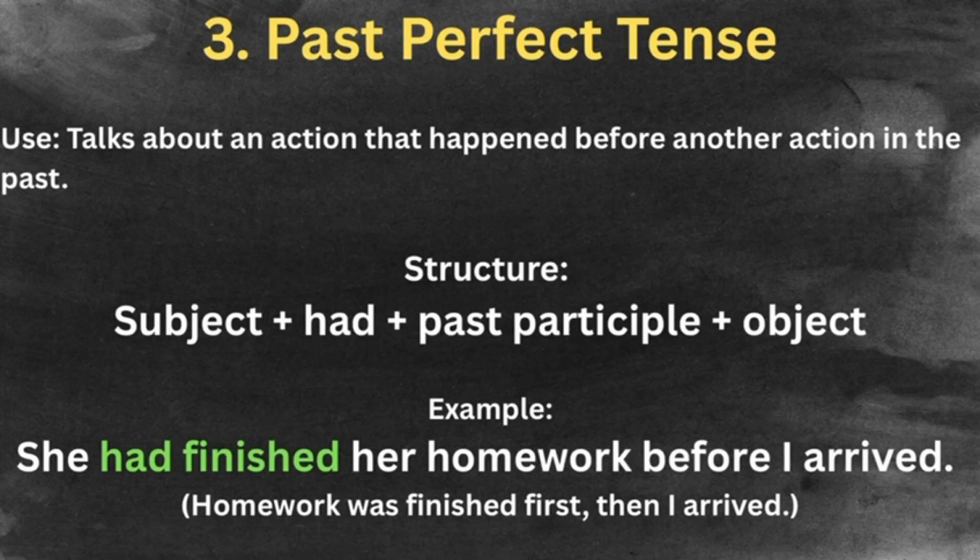Had finished: had is the past perfect auxiliary, finished is the past participle of finish. Past perfect shows an action that happened before another action in the past. Subject: she; had, past perfect auxiliary; past participle: finished; object: her homework; time clause: before I arrived.